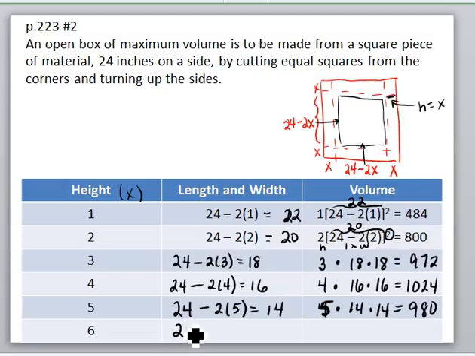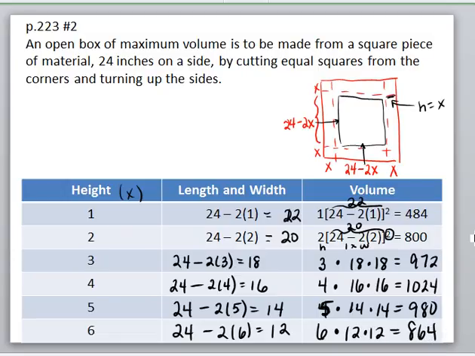And then I'd plug in 6, or I'd try 6 for my height. And I'd end up getting the answer of 12. Each time, notice my length and width are getting smaller because my height is getting larger. So I end up getting 6, my height, times my length, times my width, which ends up giving me 864.